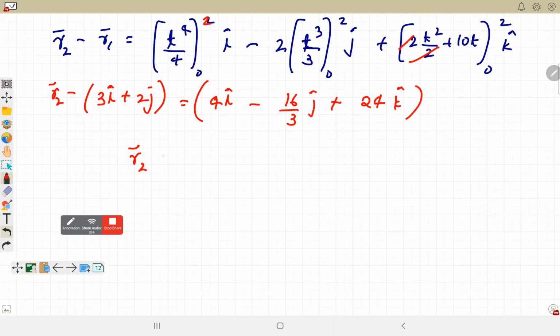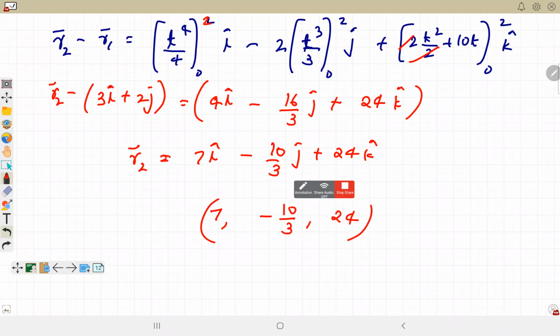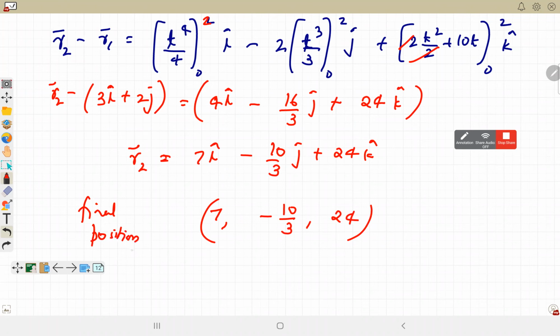r2 is 4 plus 3 that becomes 7i, minus 16 and plus 2, minus 10 I guess, minus 10 by 3 j cap plus 24k. तो उसका फाइनल पोजीशन कोऑर्डिनेट आ गया 7, minus 10 by 3, comma 24. This will be the final position at time t is equal to 2 seconds. I took a little longer question so that both these steps will be clear in the same.